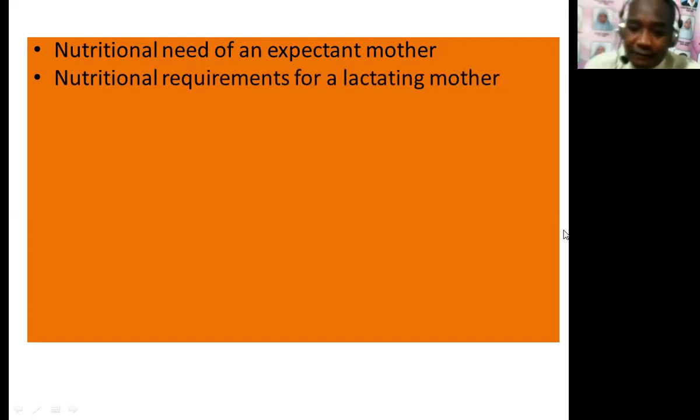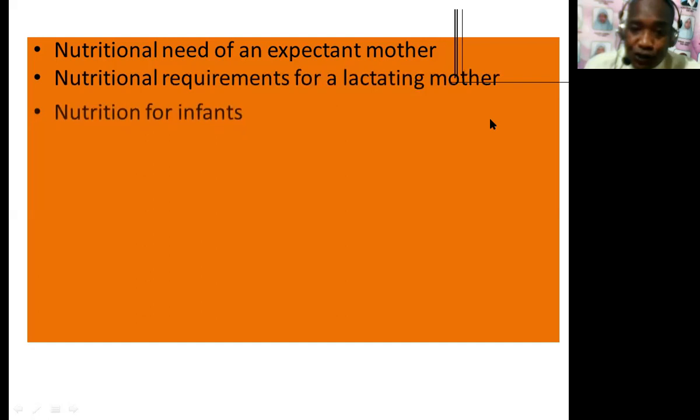In the balanced diet for lactating mothers, the following should be given with special attention. 1, proteins required to repair and for the production of adequate milk. 2, carbohydrates provide energy to the lactating mother. 3, phosphorus, calcium, and magnesium needed for strong bones and teeth of the baby. 4, enough fluids like water for maximum production of breast milk.